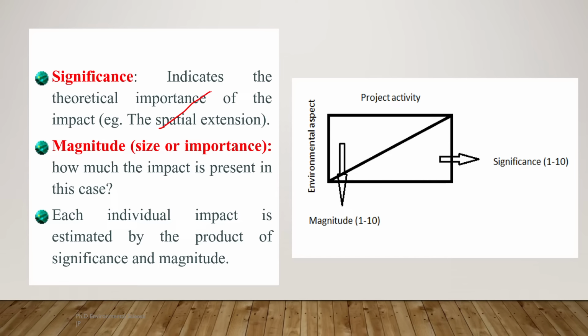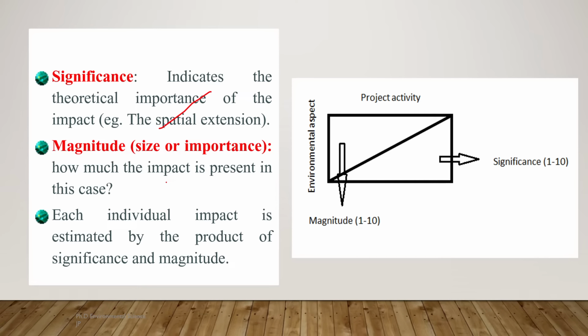There are various factors which influence significance. Let's take the example of spatial extension, meaning the geographical area affected by the impact. For example, an impact affecting a large area or an ecologically sensitive zone will be considered highly significant. Then if we take the example of ecological importance, the importance of the affected area in terms of biodiversity, ecosystem services, or conservation value will be assessed.